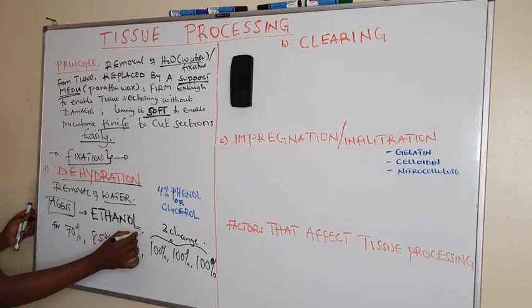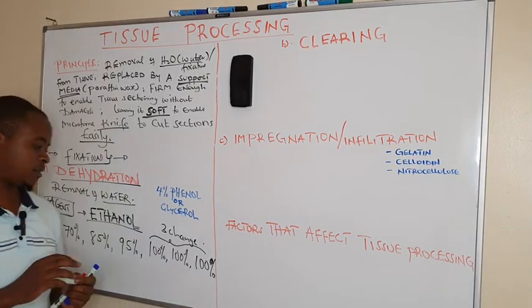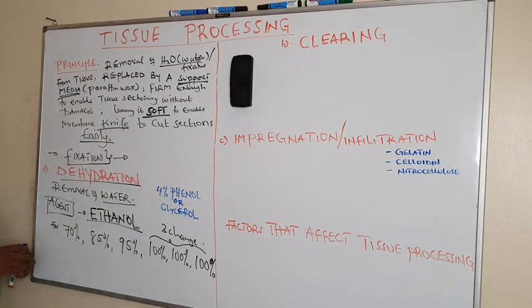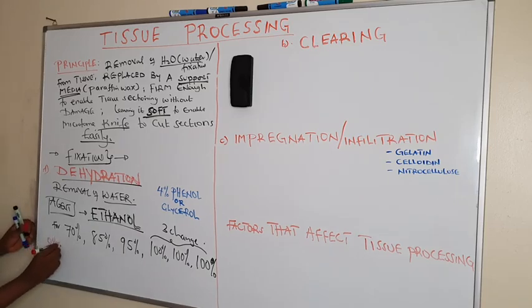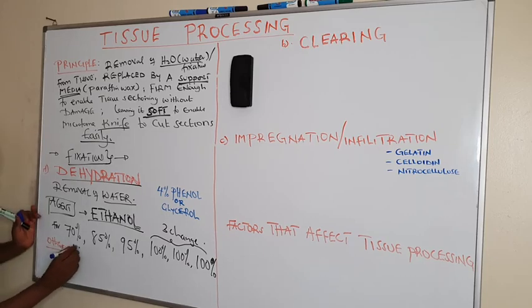And we have said ethanol is the dehydrating agent of choice for dehydrating these tissues. But other dehydrating agents which can be used, apart from ethanol, include acetone. Acetone can be used. Butanol can be used. Isopropyl alcohol can be used.